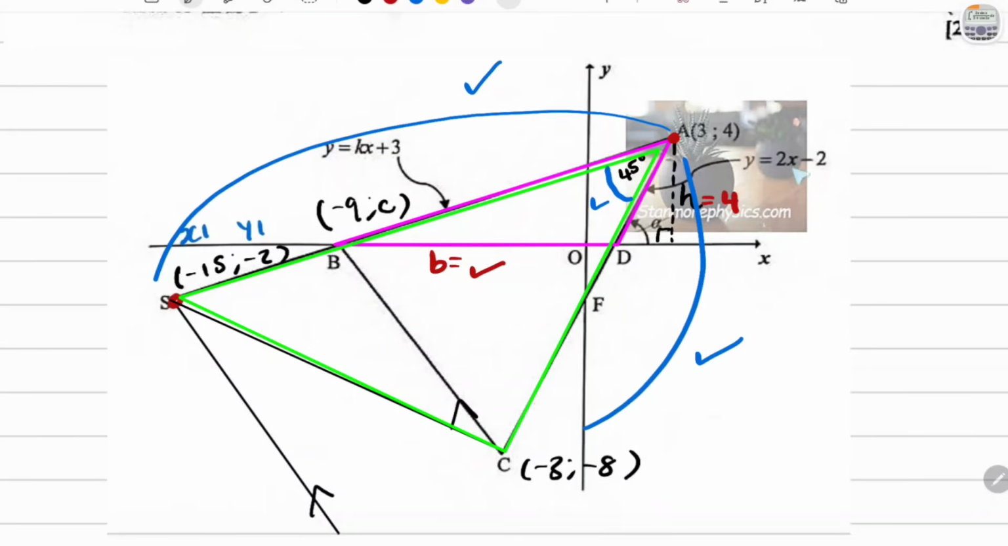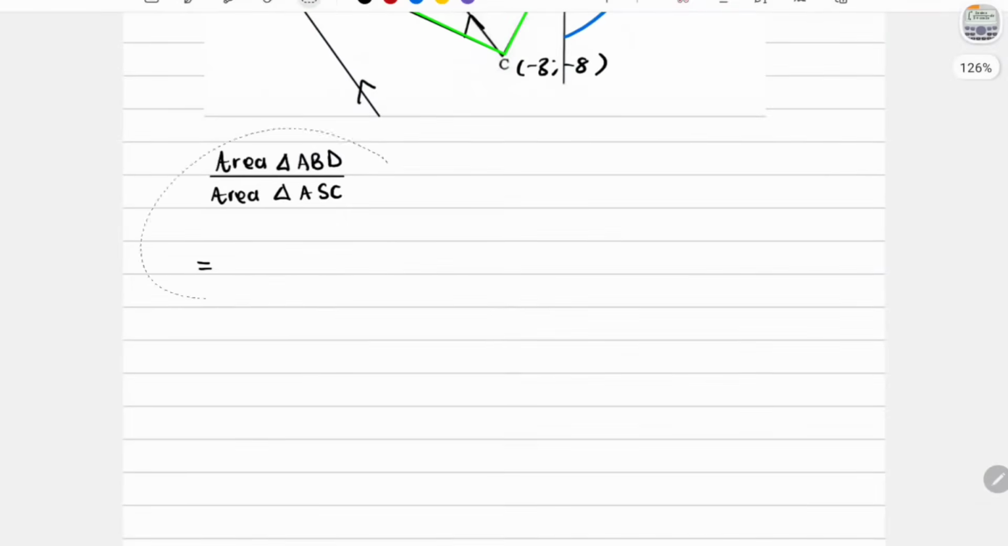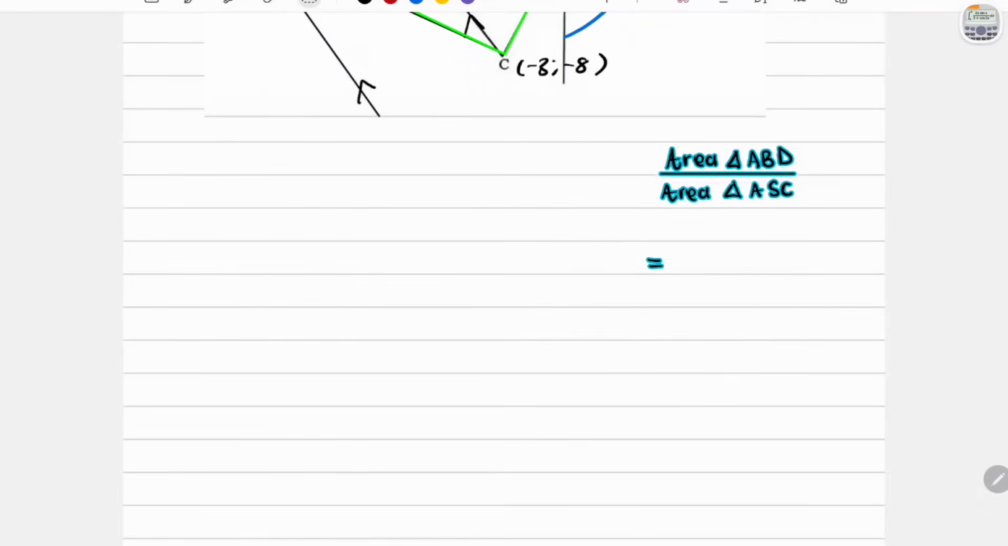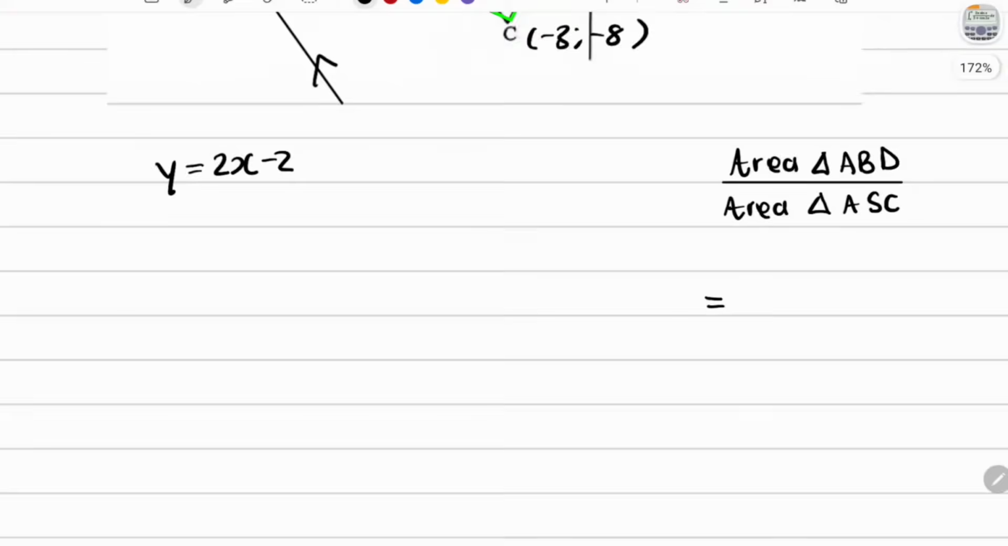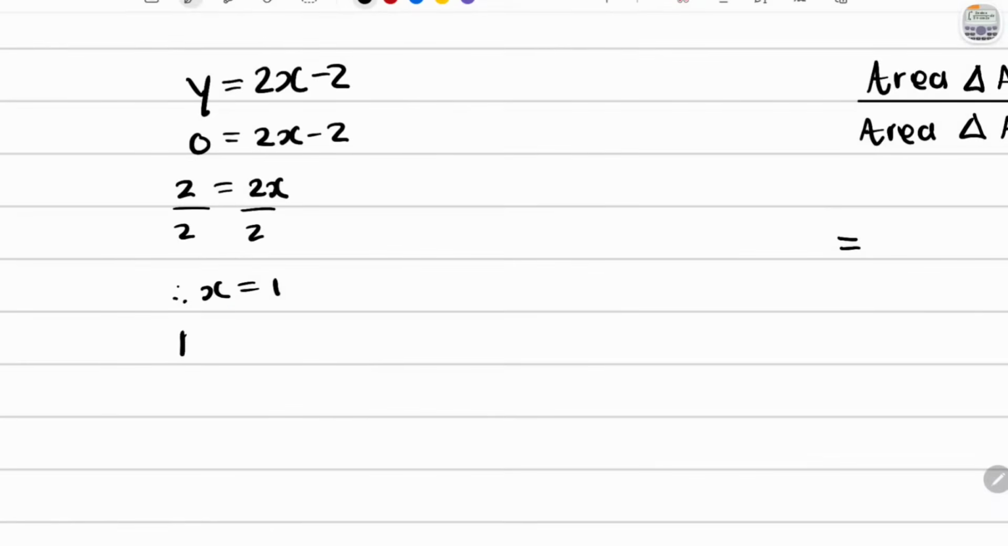So let's find D. Here is the equation of the line AC. D is the x-intercept. So to find the x-intercept, you just have to make y equal to 0. We're saying y equals 2x minus 2, and we make y equal to 0. So 0 equals 2x minus 2. Take your -2 over, which gives 2x. Divide both sides by 2, and x is equal to 1. So we know now what D is.